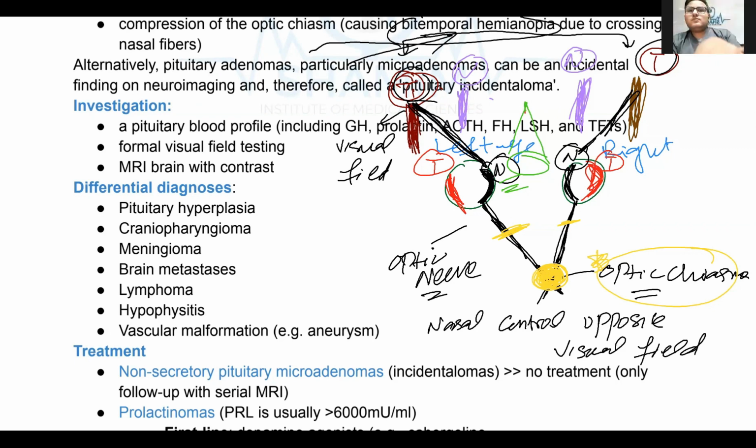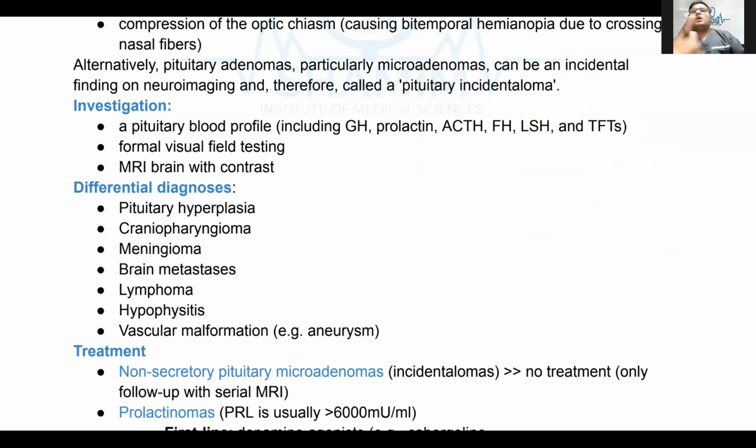Next, very important, is investigations. How can we investigate pituitary adenoma? Of course, we will check the blood hormone levels in the body. What will be the diagnostic modality? We will check the blood profile, for example growth hormone, and if it is raised, we can compare it with normal. We will check prolactin, ACTH, FSH, LH, and thyroid function tests like T3, T4, and TSH. We can detect whether it is hyperpituitarism or hypopituitarism.